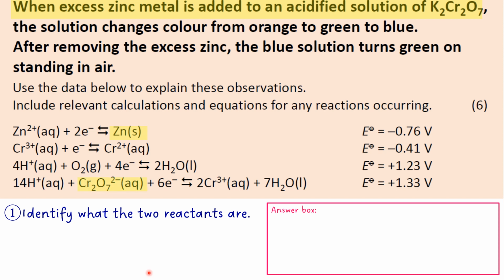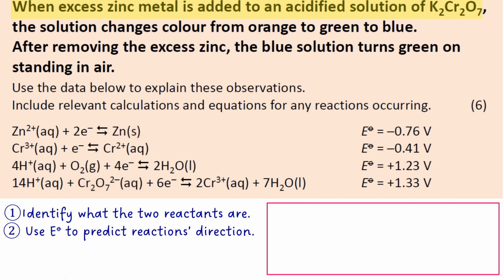Now, whenever you choose a pair of redox systems from a set like this in a question, the key thing is to make sure that in one of them it's on the right. So this zinc here is on the right of the arrow, and the other one, like the dichromate, is on the left of the arrow. What you can't do is choose two on the right, because what you're asking it to do then is have two separate oxidations happening at the same time, which is not possible in a redox reaction.